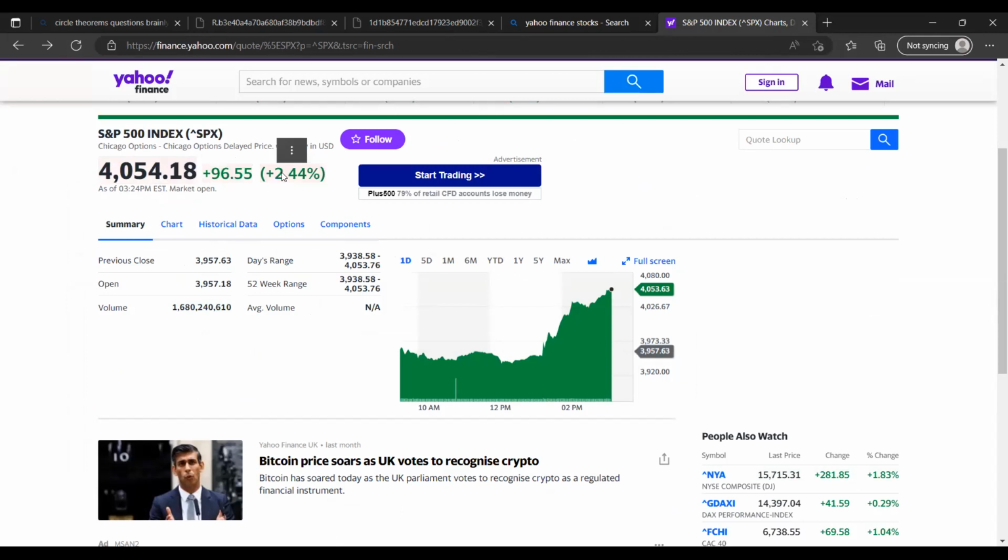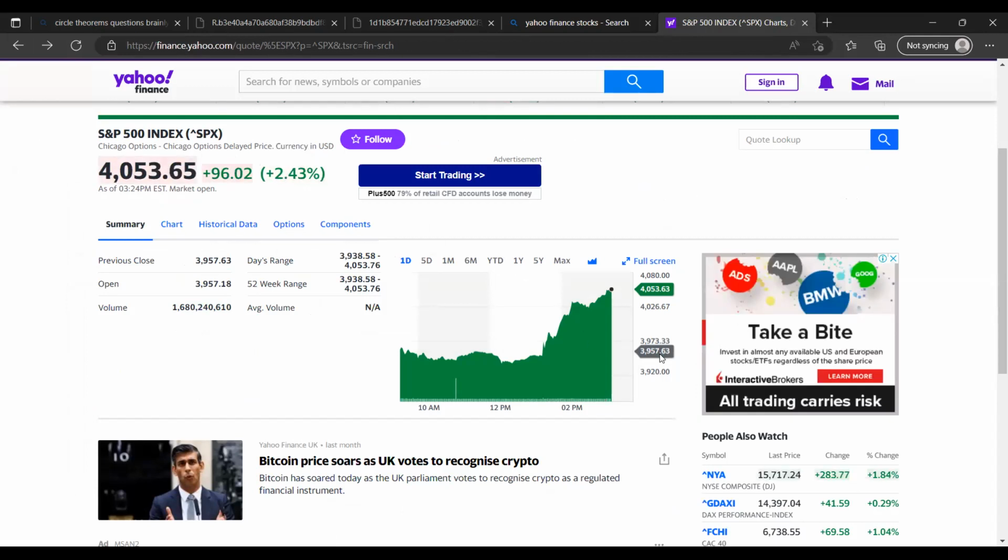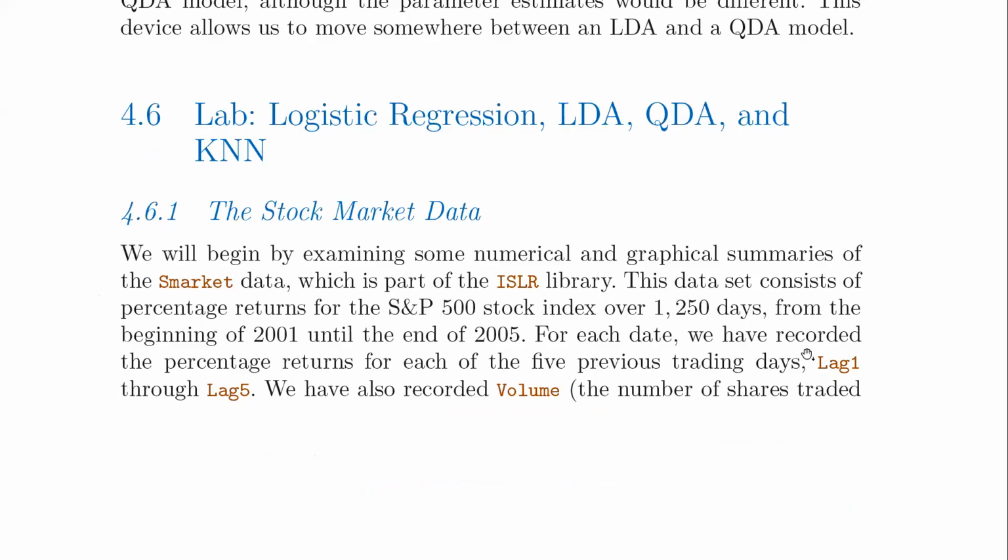I'm not entirely sure against what this is, but it's saying plus 95. I guess that would be USD. Anyway, hopefully it just makes all this a bit more tangible. So for each date, we have reported the percentage returns. So really, is the price going up or is the price going down? For each of the 5 previous trading days, lag 1 through lag 5.